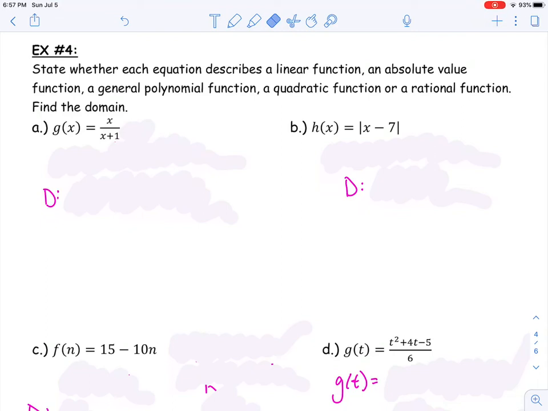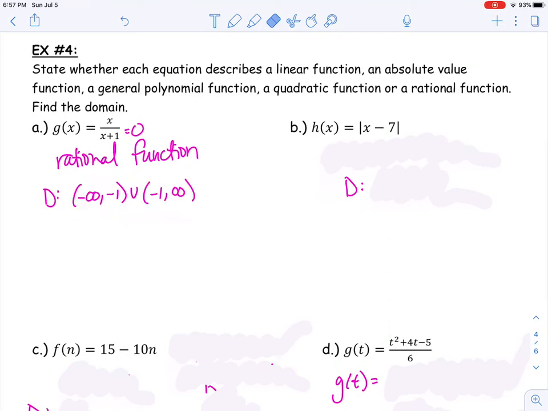As soon as I see that denominator, I know that I have a rational function, and that denominator cannot ever equal 0. So because this is a rational function, we've got to figure out what domain restrictions we have. Let's set that denominator equal to 0 and solve, and it looks like my domain is everything except for x cannot equal negative 1, right?